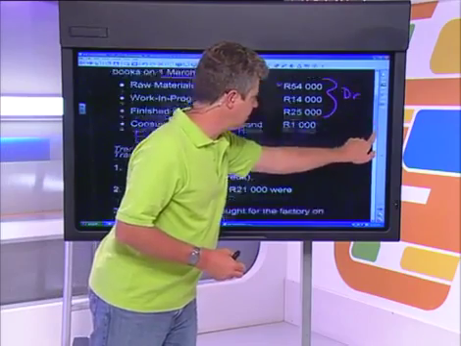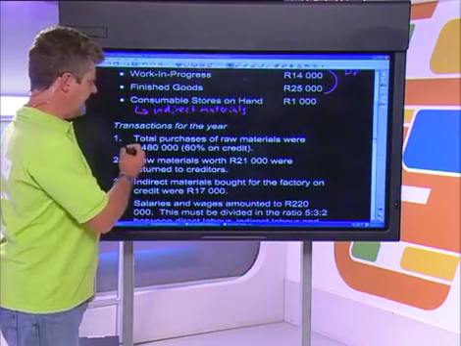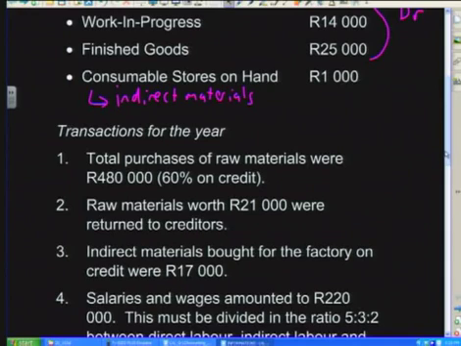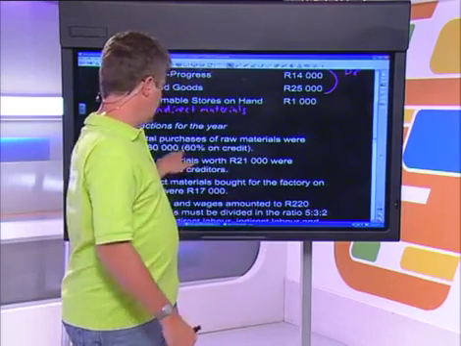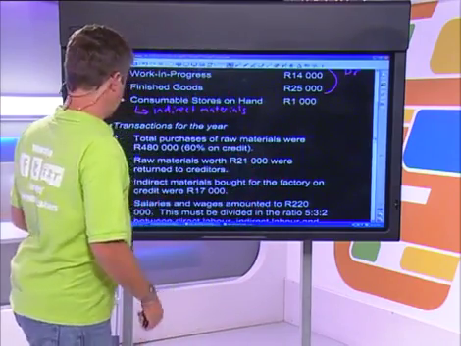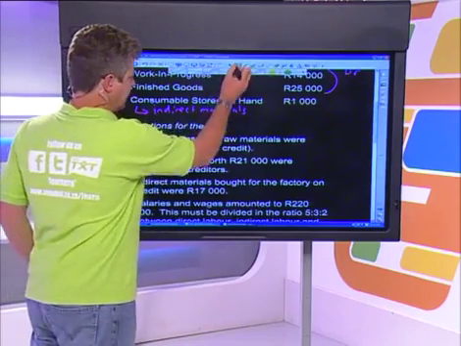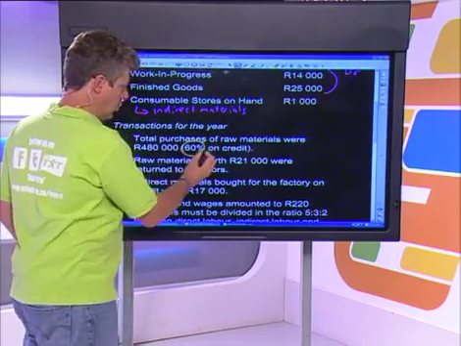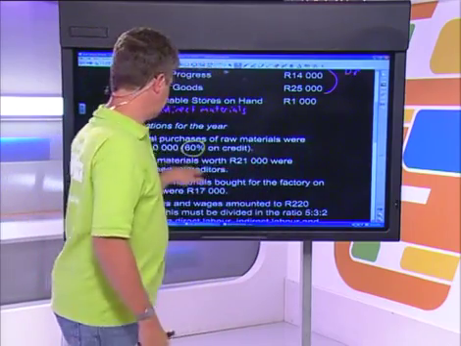Here are some transactions for the year. So our first thing is that we have total purchases of raw materials. What we've done, Mindsetters, is we've bought raw materials to the value of 480,000 Rand. So those are raw materials coming in. So what we should know is that this amount has to appear on the debit side of our raw materials stock account. What else is important is that they're telling us that 60% of this amount was bought on credit, so we can assume that the remaining 40% was purchased for cash.